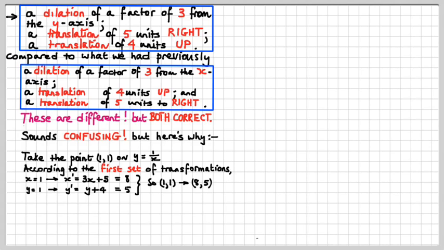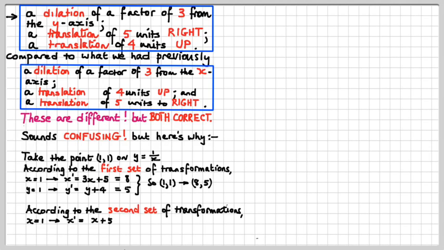Now, ladies and gentlemen, according to the second set of transformations, if x is 1, x dash would be x plus 5, which would be 6. And if y was 1, y dash would be, what is it? 3 plus 4, which is 7. Now, what was it again? Yes, that's right, factor of 3 from the x-axis plus 4. That's right, it equals 7. So basically the y dash goes to 7. So we're saying 1 and 1 goes to 6 and 7.